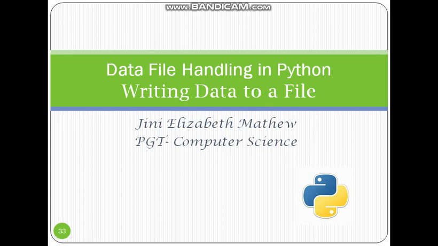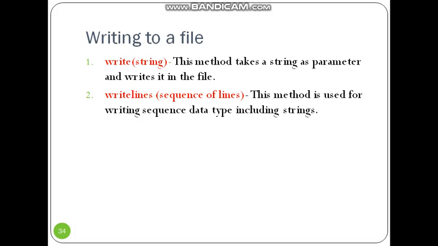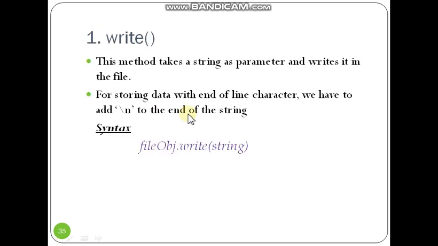In the previous videos we were discussing data file handling in Python, and in this video let's learn how we can write data to a file. For writing data to a file we have two functions: one is write, and the second one is writelines. Write is used to take a string as a parameter and write it to a file. Writelines writes a sequence of strings to a file. Let's see them one by one.